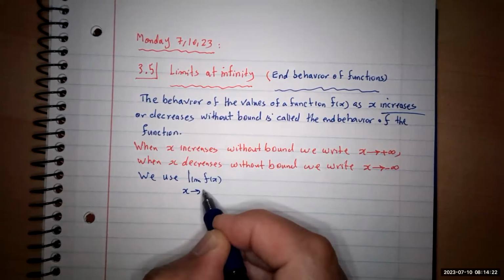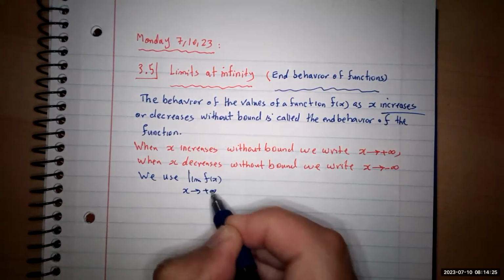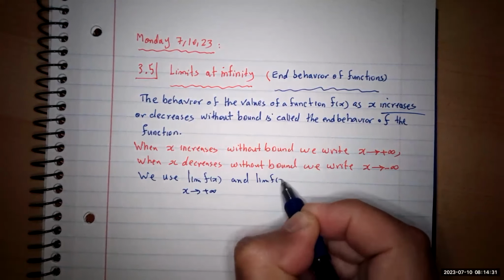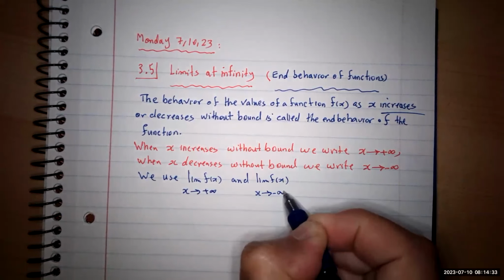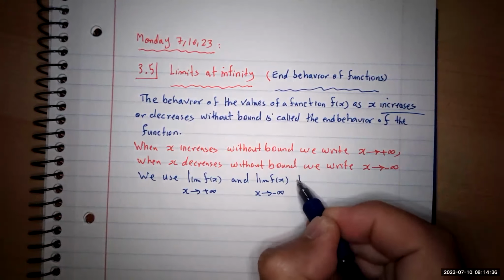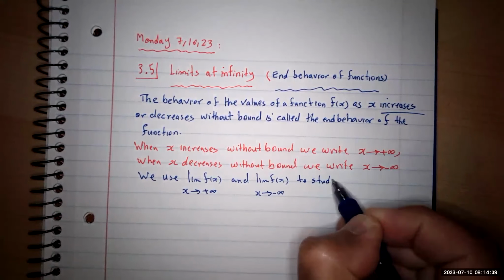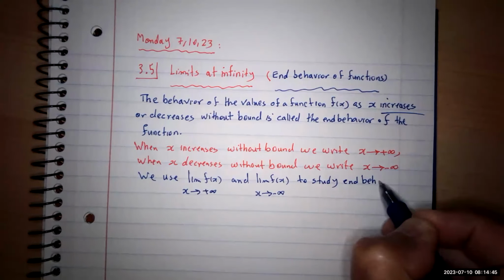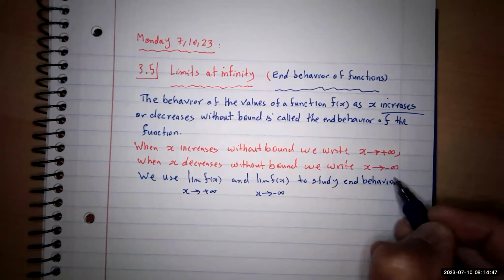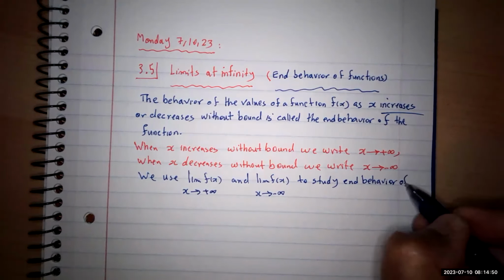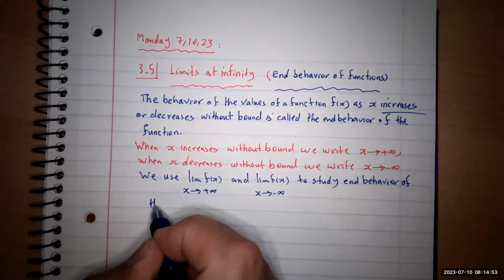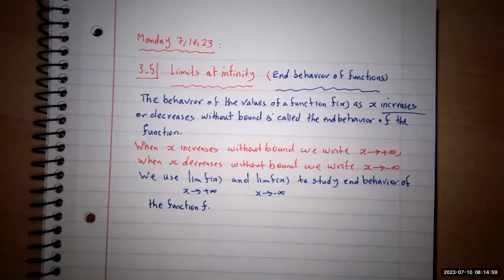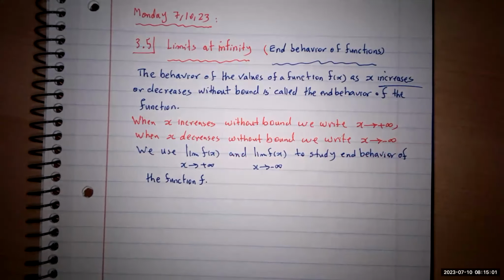X goes to positive infinity for the first one, and the limit of f of x, x goes to negative infinity for the other one. This is to study the behavior of those limits, and the behaviors of the function. As soon as you write the limits, we know what we are talking about.